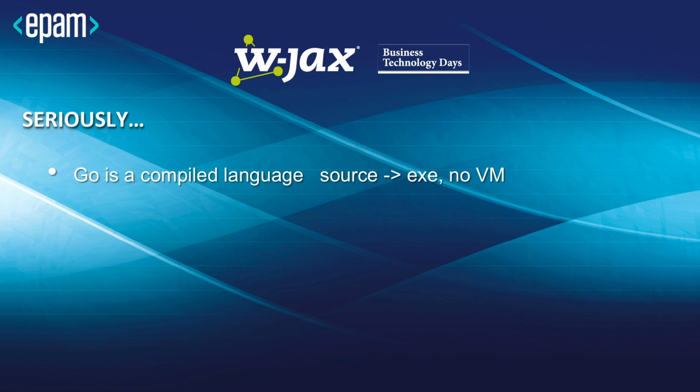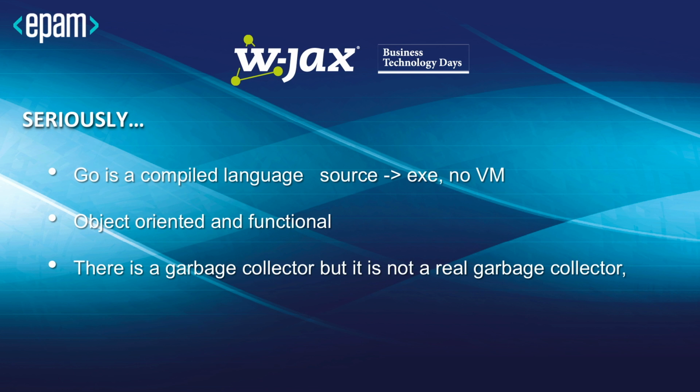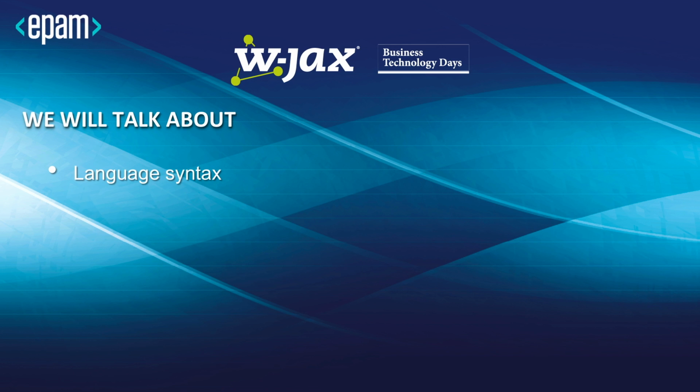But seriously, for a Java programmer, what should we know about Go? That Go is a compiled language. It compiles to an exe directly. There is no VM. It's object-oriented and functional. There is a garbage collector, but it's not a garbage collector, or is it a garbage collector? If you tell the Go people that this is not a garbage collector, you will get into trouble. So don't say that at a Go conference, okay? You may not leave the conference intact.